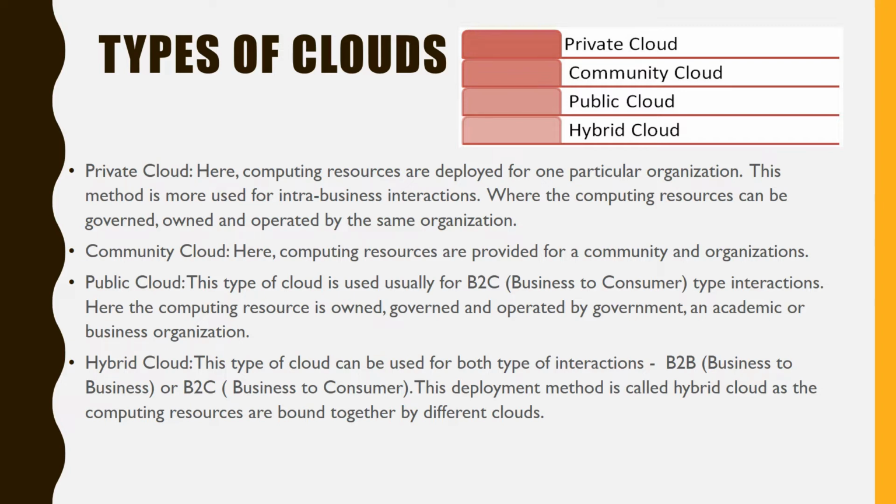Hybrid cloud is a combination of a business to consumer type of cloud and a business to business type of cloud. This deployment method is called hybrid cloud, as the computing resources are bound together by different clouds. When a particular business is dependent on or is under a coalition of some other business, and together they provide some service to a particular consumer, this type of cloud is known as a hybrid cloud.